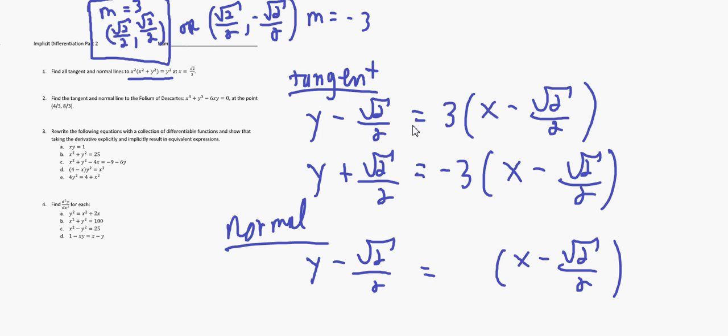But instead of being parallel to it with a slope of 3, it's perpendicular. And the perpendicular slope is just the opposite reciprocal. Flip it and reverse it. Thank you, Missy Elliott. And the other one is going to be flipping this negative 3 and changing this line as positive 1/3. X minus root 2 over 2.